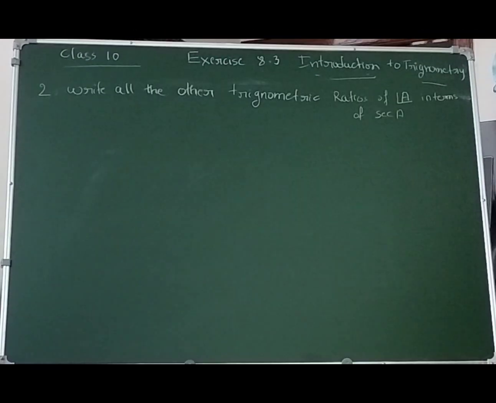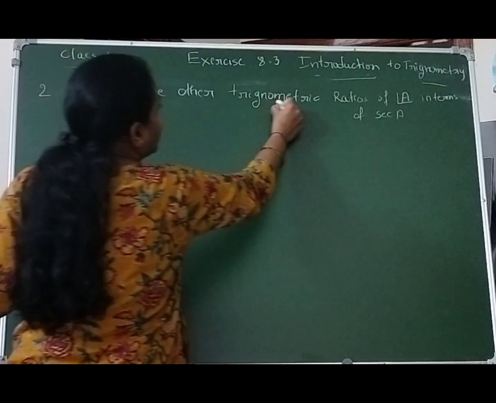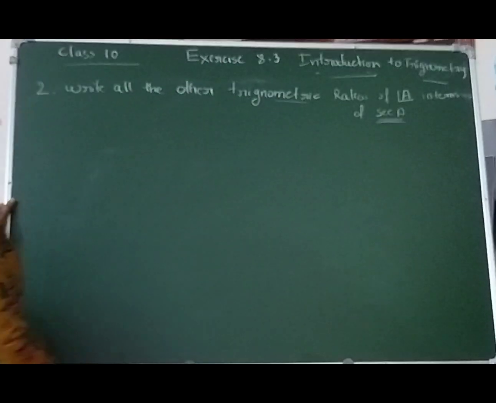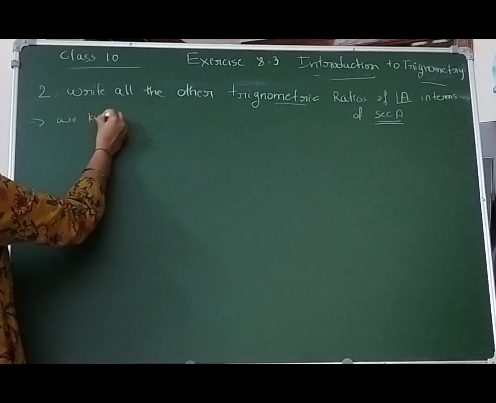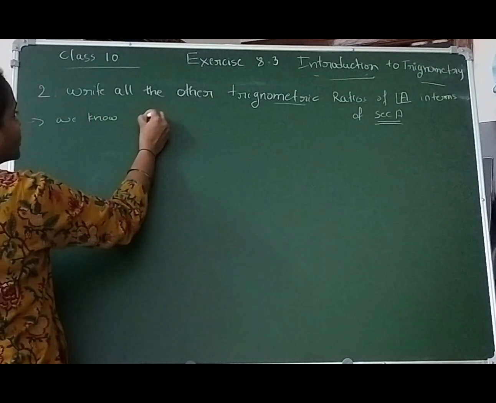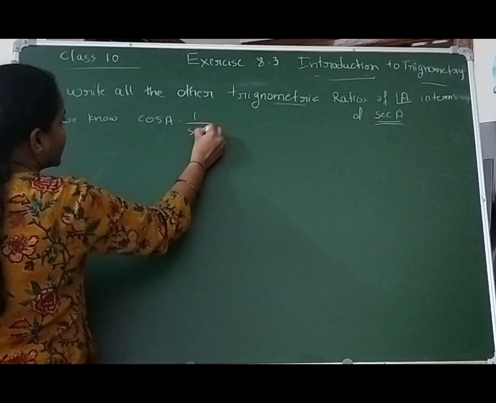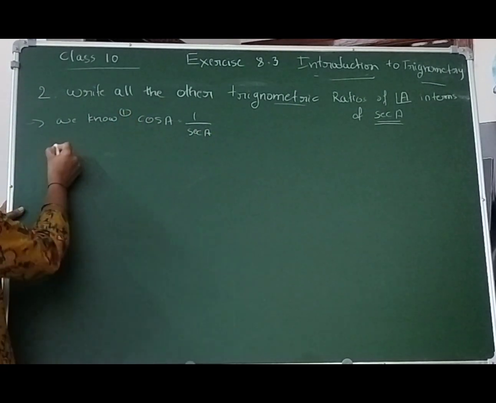Next, we'll move to question number 2. Write all the other trigonometric ratios of angle A in terms of secant A. So we'll solve this. We know that cos A is the inverse of secant A, that is 1 by secant A. So this is the first trigonometric relation.